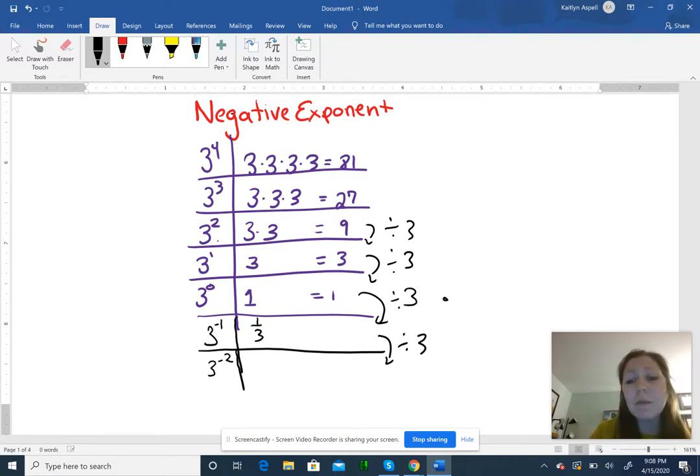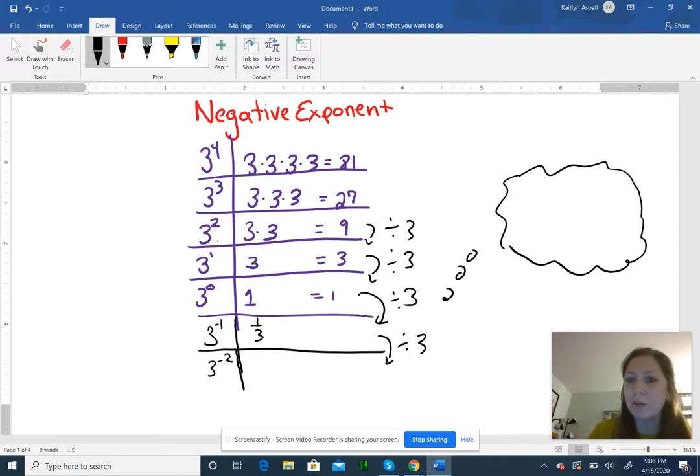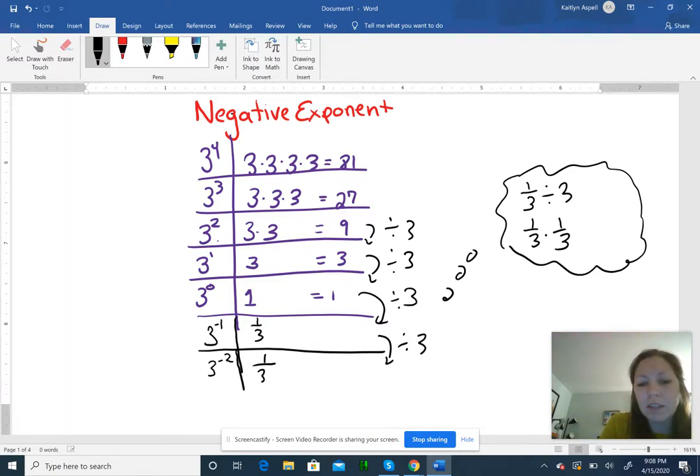And again, that might be a little bit like, whoa, Miss Aspel, I haven't used my brain in like a month. I'm not really quite sure where you're going with this, and that's okay. So 1/3 divided by 3, and remember that when we divide by 3, that's the same thing as multiplying by the reciprocal, and that's going to give me 1 divided by 3 times 3, or 1/9.